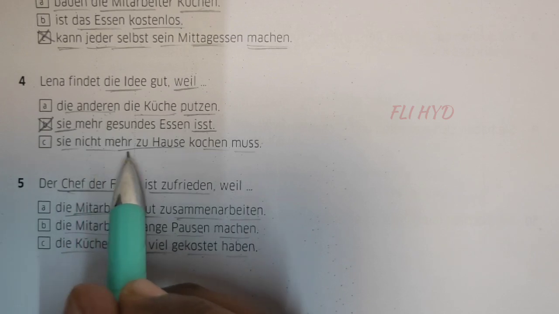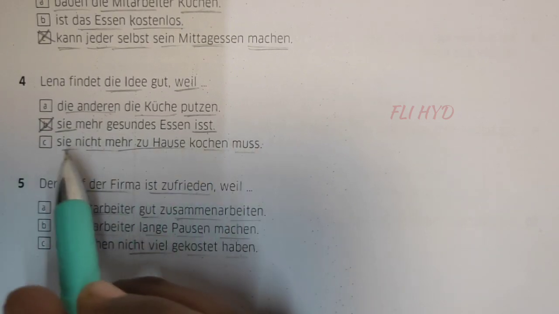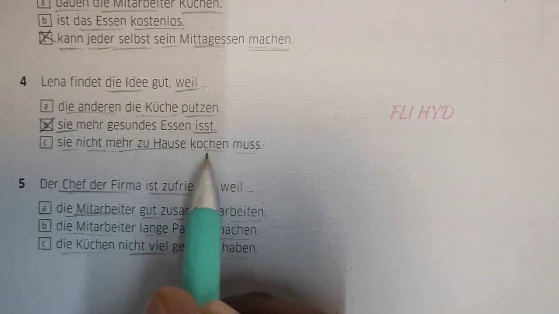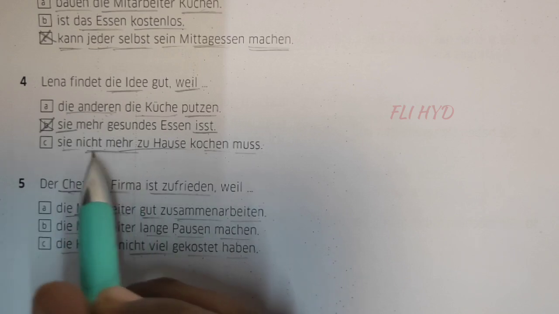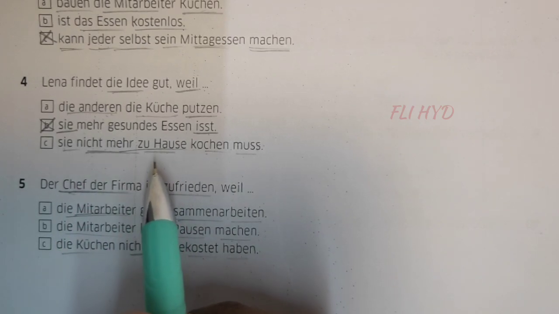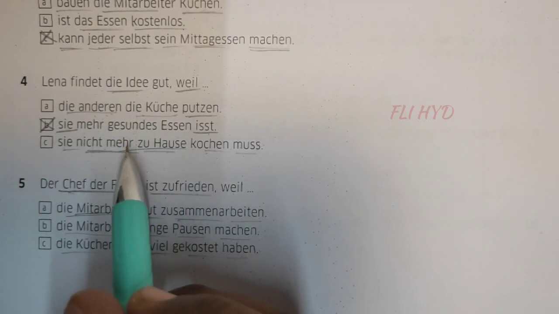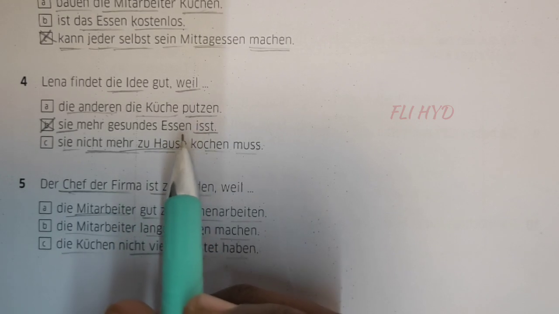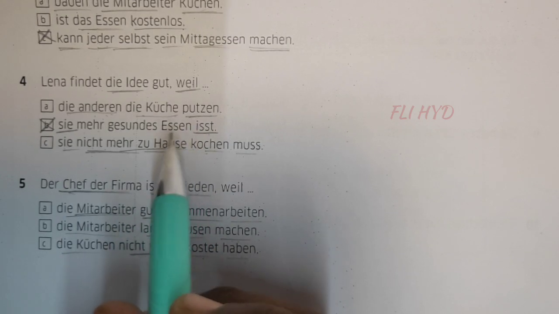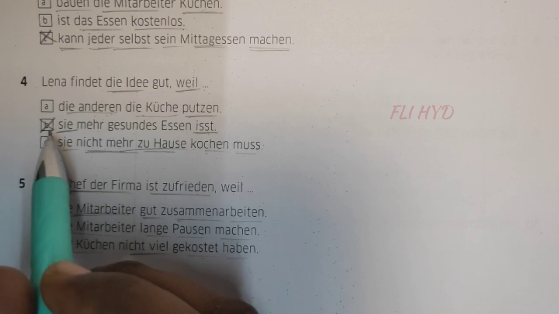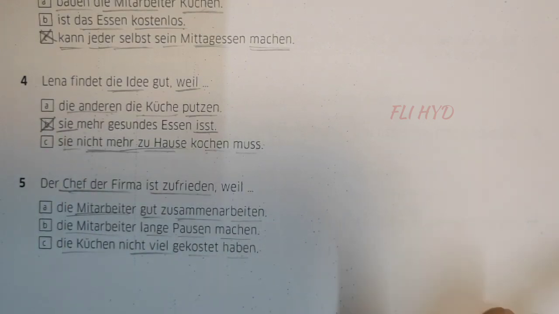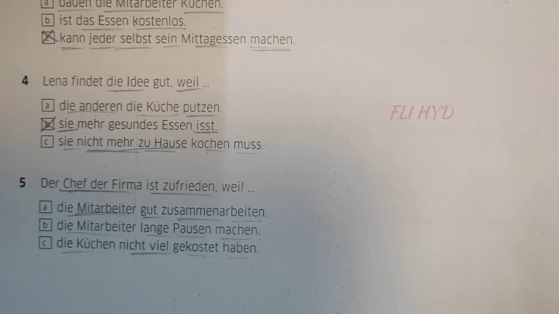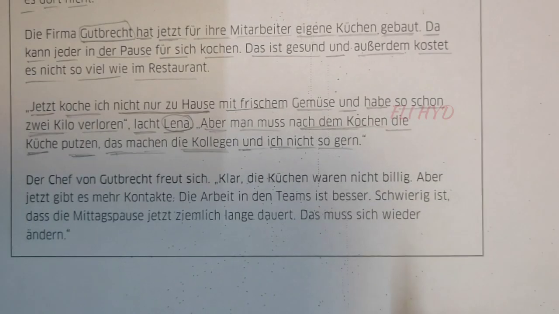Sie nicht mehr zu Hause kochen muss. Sie muss kochen. She has to cook nicht mehr. Not anymore zu Hause, at the house. No. Not only at the house but also at the office. So, okay. Here and there in both places she is cooking. So the correct option is option B. Clear now. Let's read the last paragraph.